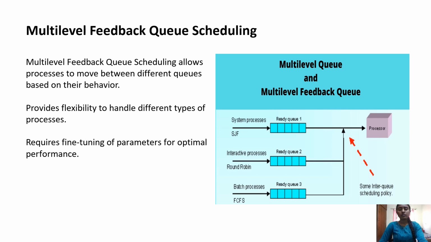System process from ready queue 1, interactive process or round robin for ready queue 2, and at the last batch process which is ready queue 3, which will all be connected to the processor.